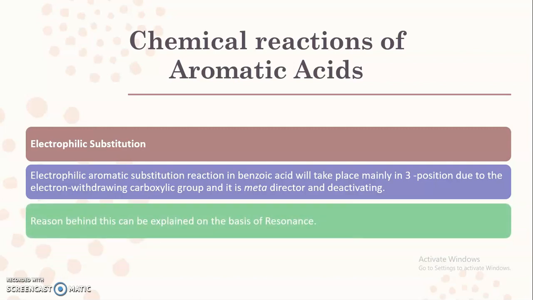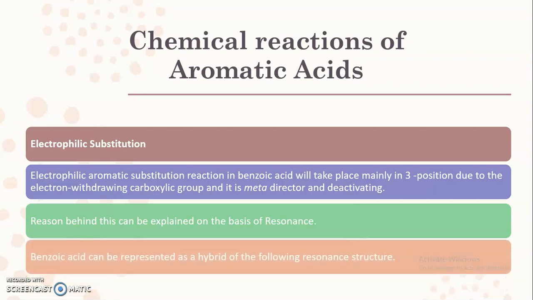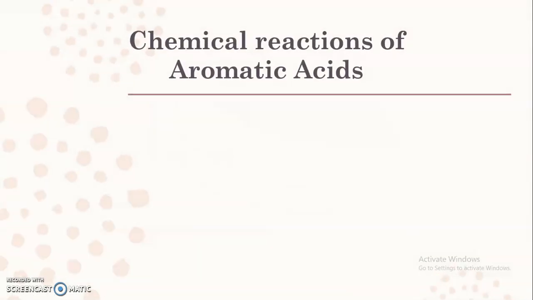Now the reason behind this can be explained on the basis of resonance structures. Benzoic acid can be represented as a hybrid of the following resonance structures. Here we are going to find out why the electrophilic substitution reaction takes place at the meta position, that is the third position, and why the carboxylic acid group acts as a deactivator of the ring. So this can be explained on the basis of resonance, and the resonating structures of benzoic acid can be written like this.